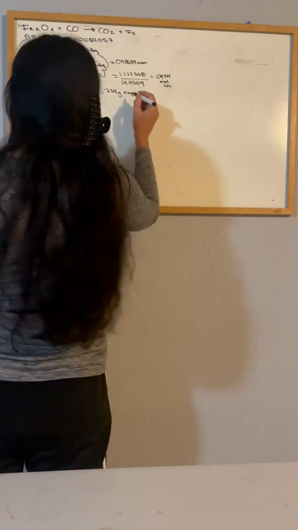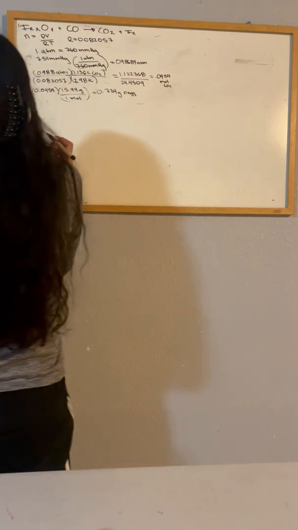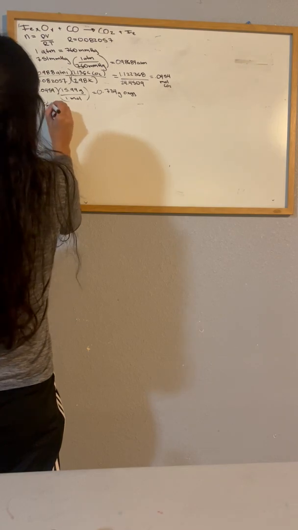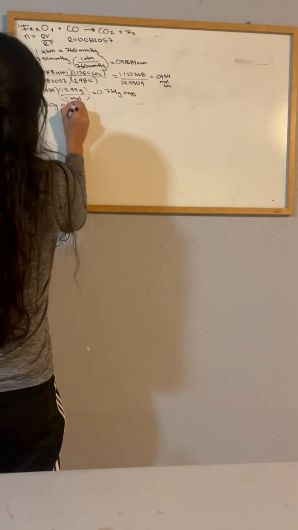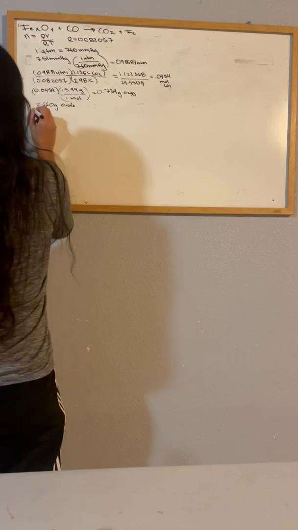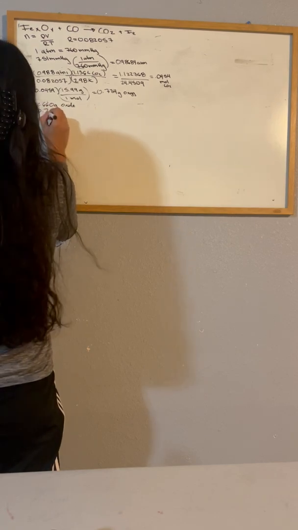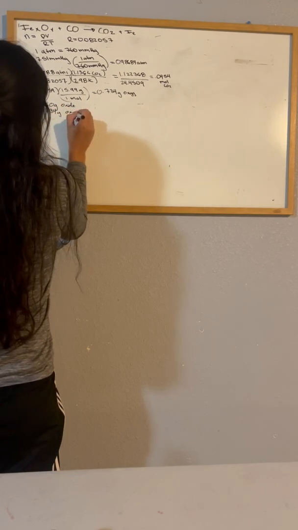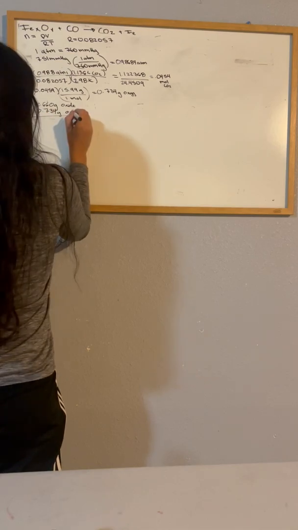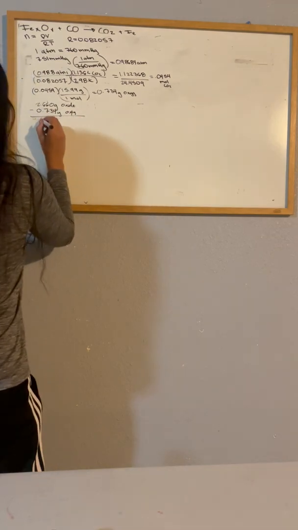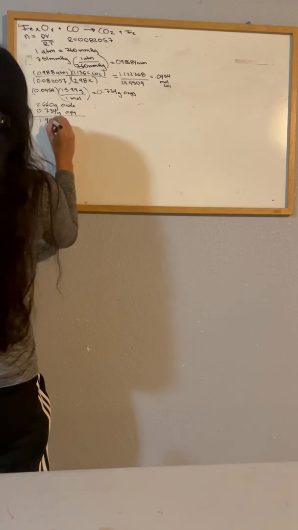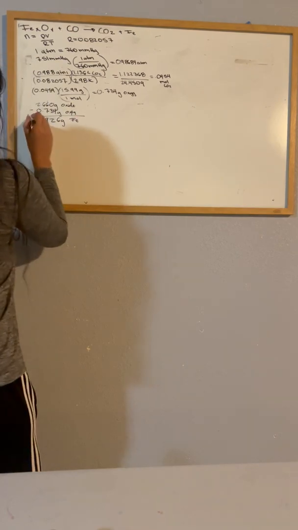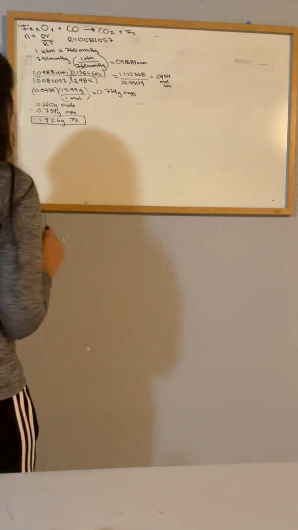Now we were given 2.660 grams of oxide, and we're going to subtract our oxygen, 0.734 grams of oxygen. That equals 1.926 grams of iron. So that is our answer for part A.